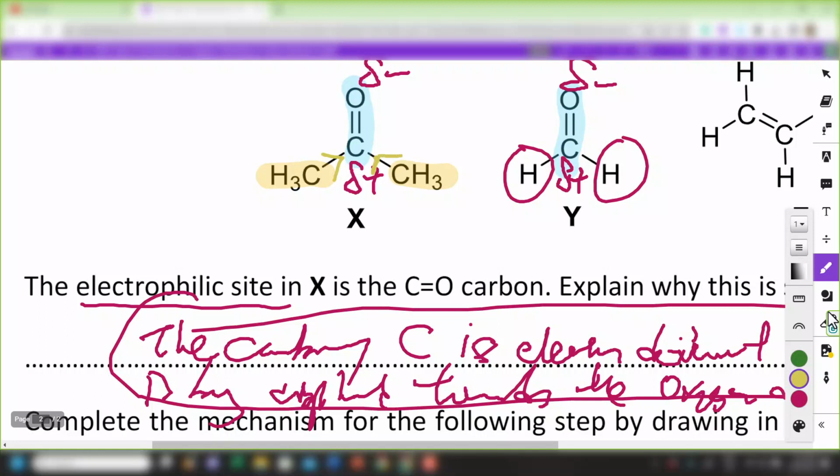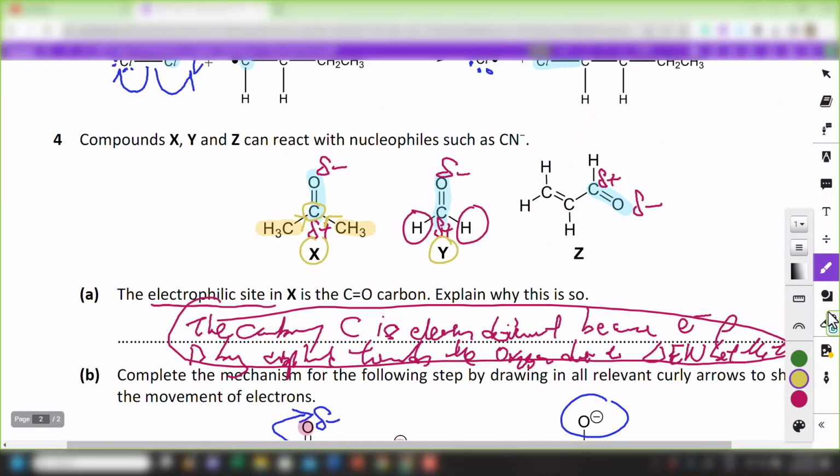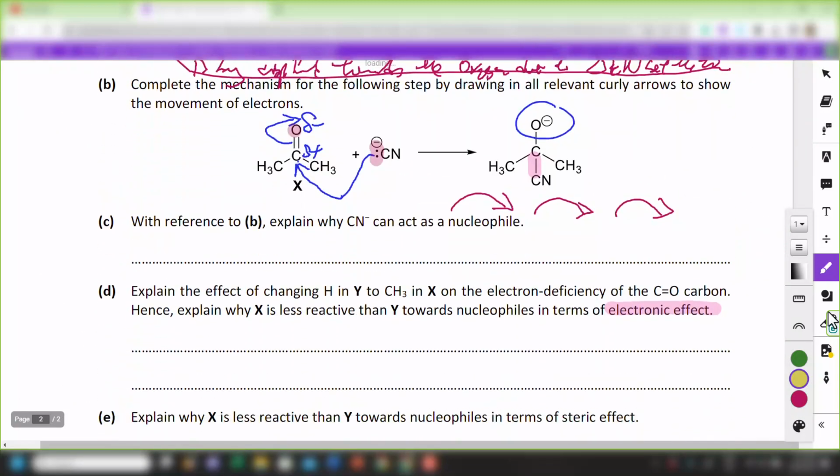Yeah, so the donation of electron density will partially mitigate the displacement of electron density towards the carbonyl oxygen. That means it will make the carbonyl carbon less electron deficient than it would be without the CH3. That means for Y, without the CH3, the carbonyl carbon will be more electron deficient as compared to that of X. Okay, so I hope that is clear enough.